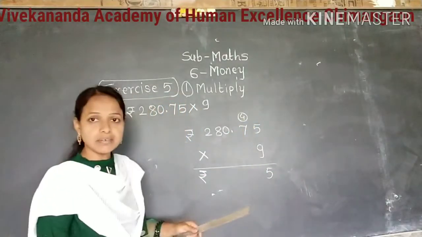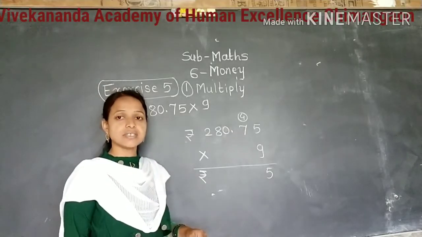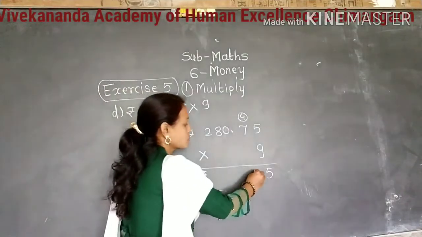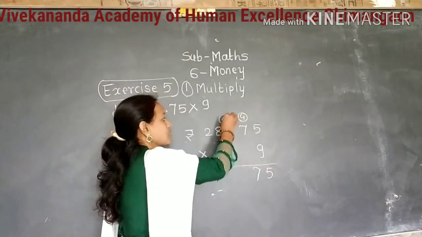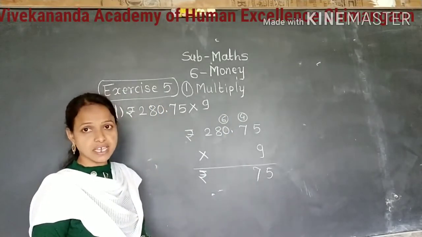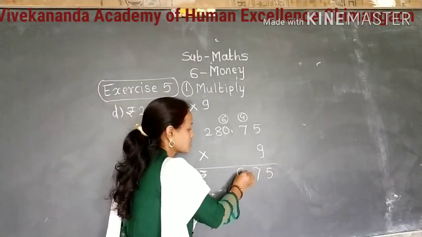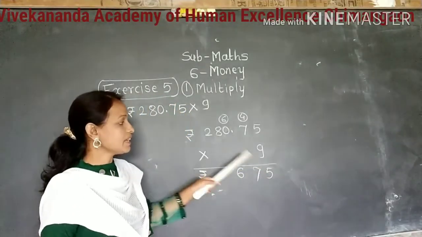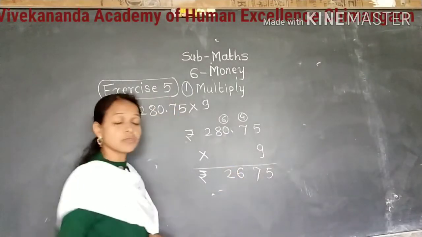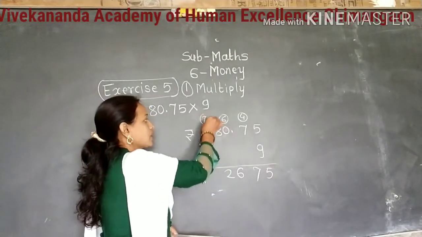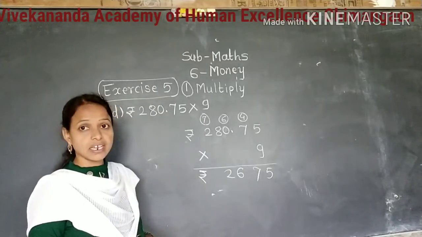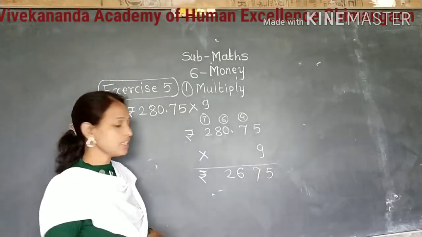Then multiply 7 by 9. 9 7s are 63. 63 plus 4 carry over is 67. So 7 right here and 6 carry. Now multiply 0 by 9. 9 zeros are 0 plus 6 carry over is 6. So 6 right here. Now multiply 8 by 9. 9 8s are 72. So 2 right here and 7 carry. Now multiply 2 by 9. 9 2s are 18. 18 plus 7 carry over is 25.